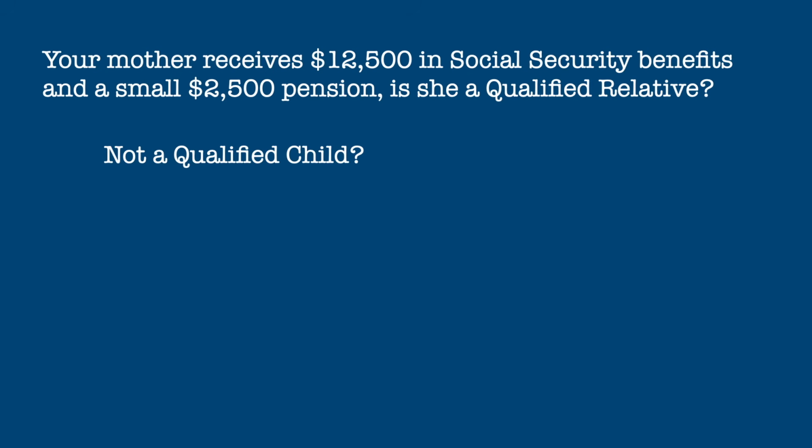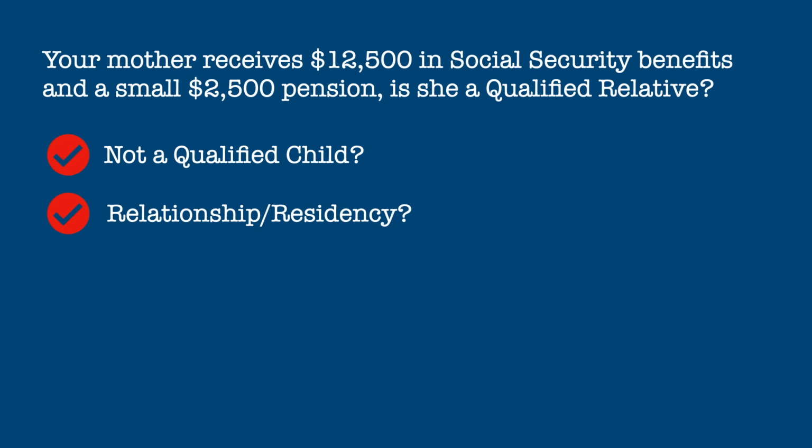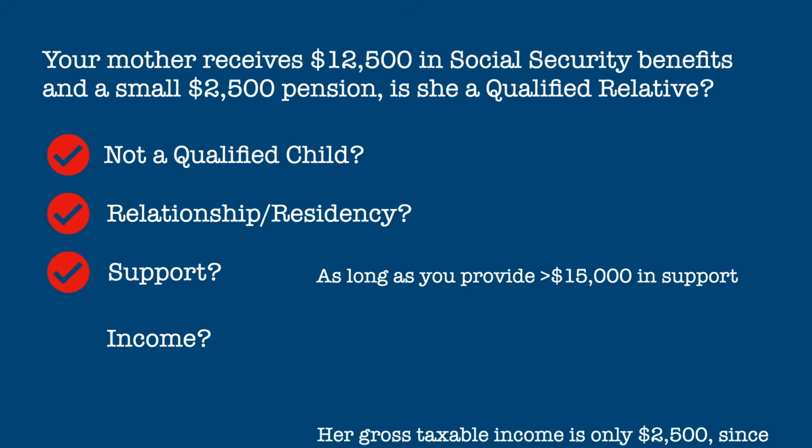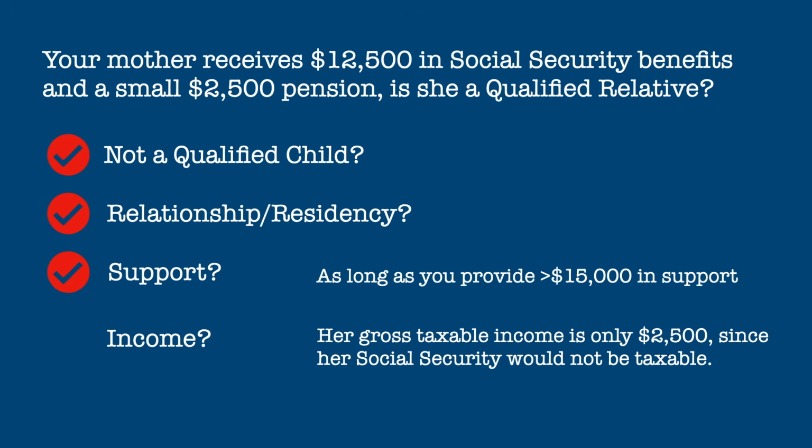First, she's not yours or anyone else's qualified child. Second, she is your parent, so she meets the relationship test. Next, as long as you provide over $15,000 in support to her, she meets the support test. And finally, she only has gross taxable income of $2,500, since in this case her Social Security benefits would not be taxable. Therefore, using all these tests, your mother would qualify to be your dependent as a qualified relative.